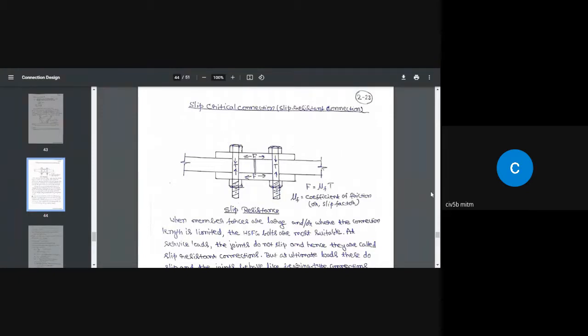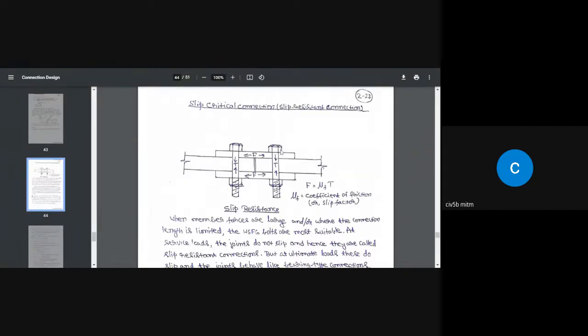Okay. Guys, this is slip critical connection, also called slip resistant connection or friction grip type connection. These are the different ways you can call it. I explained the theory behind it in the previous class. One of the students talked to me and said he didn't have clarity on certain things. So just to clarify the matter, I'm going to explain once again regarding slip critical connection.